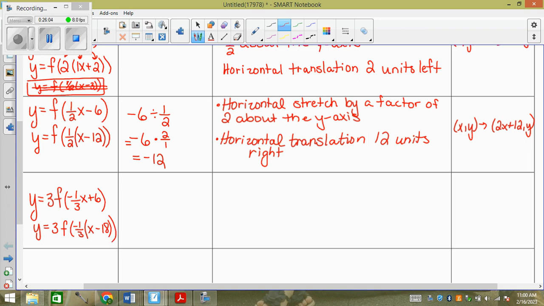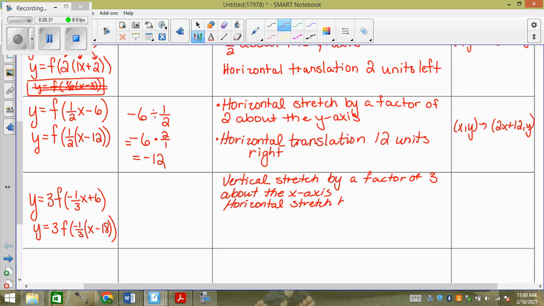So I'm going to have a vertical stretch by a factor of what? Of 3 about the x-axis, yep. A horizontal stretch by a factor of what? By a factor of 3, not negative, about the y-axis. Do I have a reflection? Yeah, it's with the x, so it's a reflection in the y-axis.